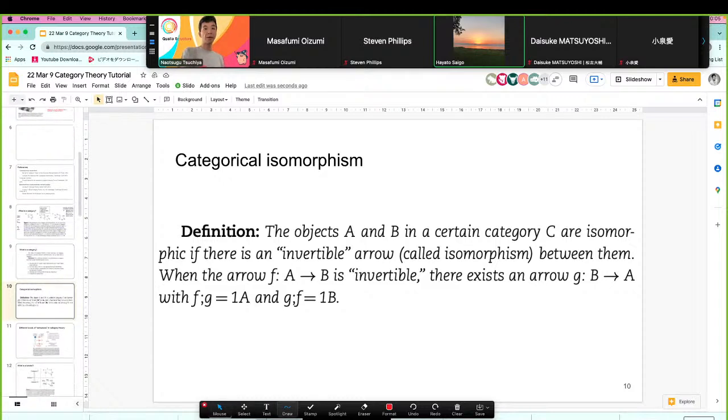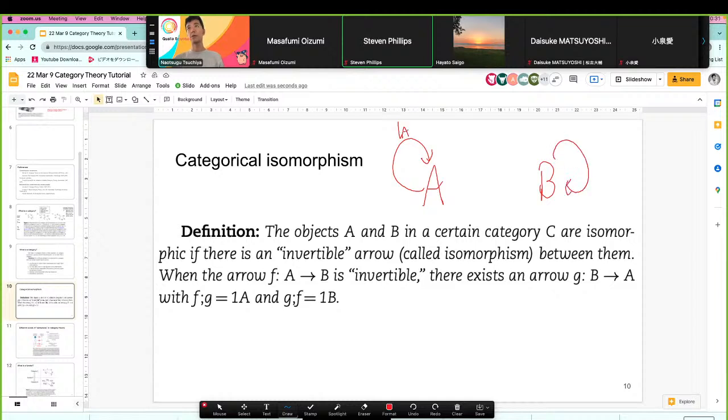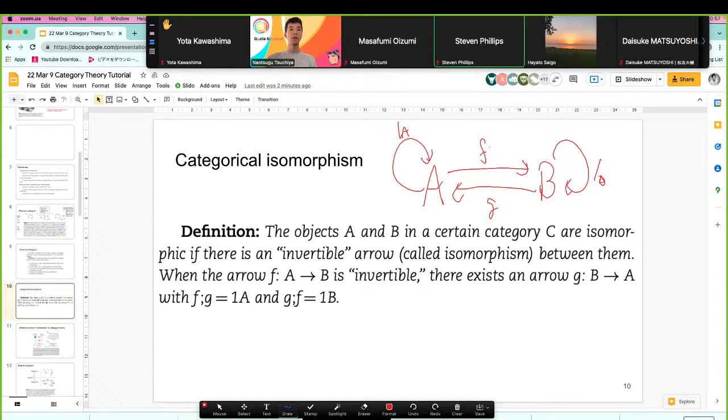I guess it's a bit complicated. But if you compare it with the definition of isomorphism given in philosophy or elsewhere, that's even more complicated, so I find this definition really satisfying. To draw a figure, this self-referential arrow is 1A, and this is another arrow, 1B. What it means is that when an arrow from A to B exists, and it's F, there is also G from B to A. Then F then G is the same as 1A, and G then F is the same as 1B. That's what it means. All right, Yota?